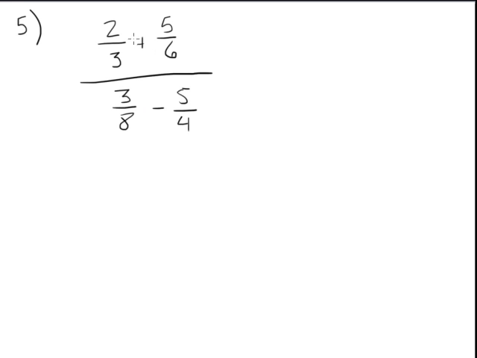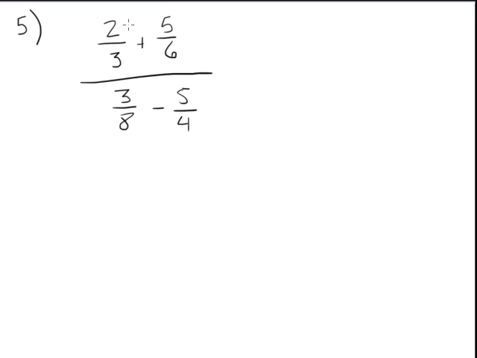Alright, so here I have 2 over 3 add 5 over 6, which is divided by 3 over 8 minus 5 over 4. So first I'm going to have to work with the numerator of this fraction and then the denominator of this fraction, and then I divide both of them.